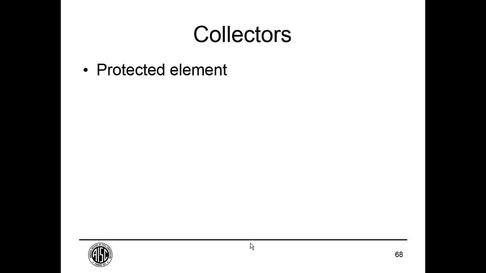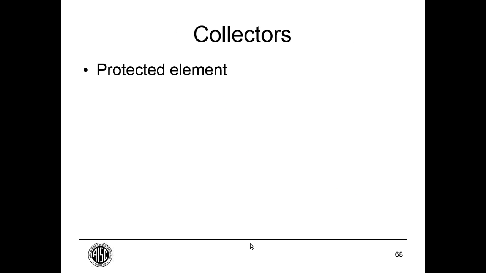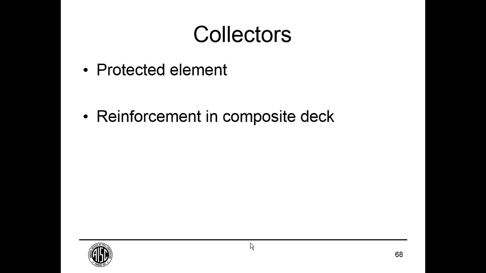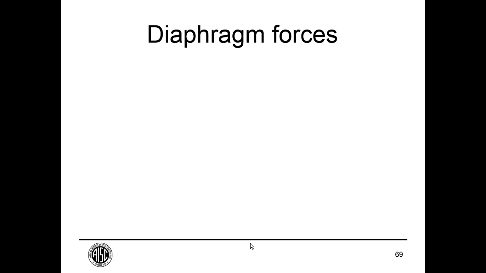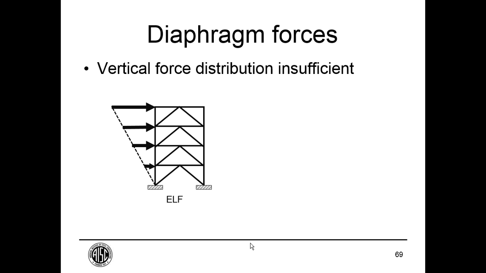So collectors, such as we've shown here, as we discussed earlier on, are a protected element. Our collectors could be reinforcement in the composite deck, or they could be steel framing. The diaphragm forces are modified in ASCE 7 compared to the vertical force distribution. And this is what I was talking about just a moment ago with respect to that three-dimensional building analysis.